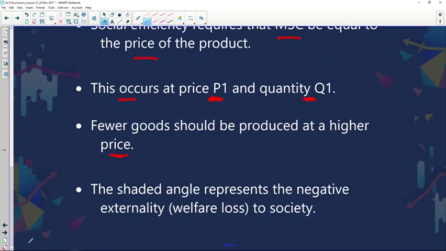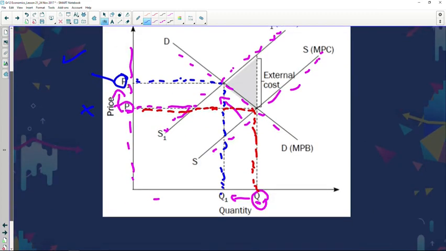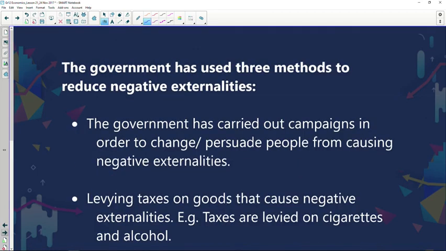The shaded area represents the negative externality, which is the welfare loss to society. So let's see where the shaded area is in our graph. Here are the external costs that we are referring to that have caused a shift to happen in our graph. Let's move on and now look at what the government is doing in terms of reducing the negative externalities.